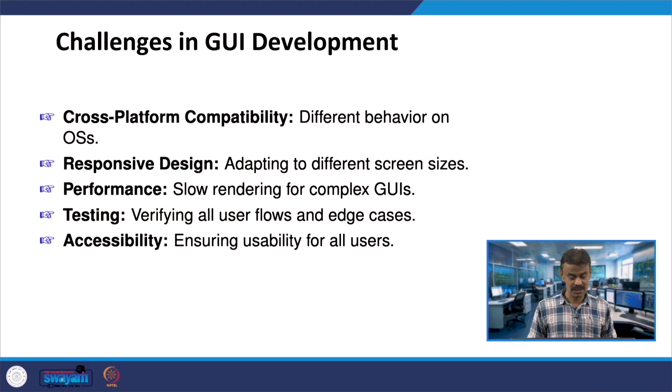And performance, all right. So, sometimes, right, since you are using graphics, the rendering problem, right. So, these are basic problems in graphics. So, slow rendering can happen, right. For complex graphical user interface, the slow rendering can happen. And you have to verify for all user flows and edge cases, right. So, testing and then accessibility. So, ensuring usability for all the users. So, these are all the major challenges one can face when you use the graphical user interface.